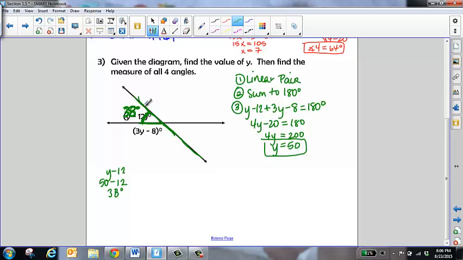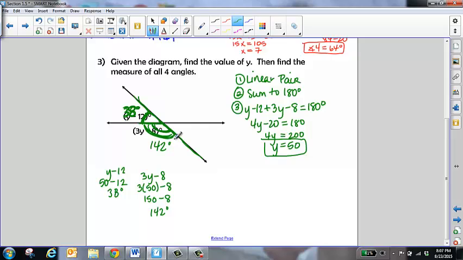Okay. Now this angle down here, when we substitute in our 50 for y, we're going to get 150 minus 8, which is going to give us 142 degrees. So this angle down here is going to give us 142.